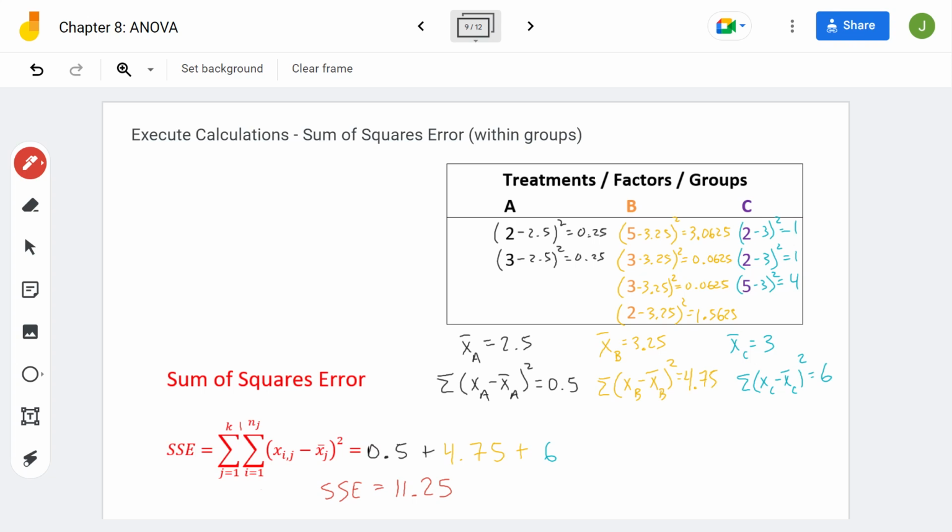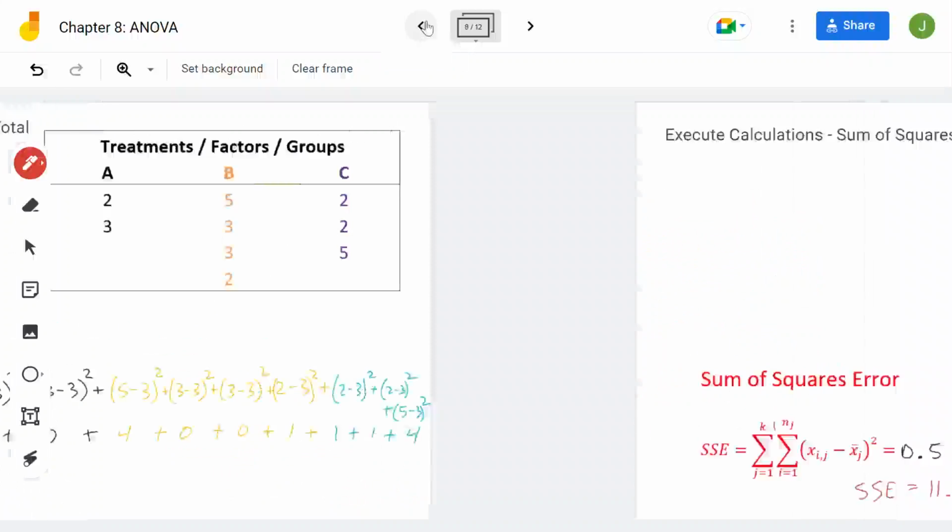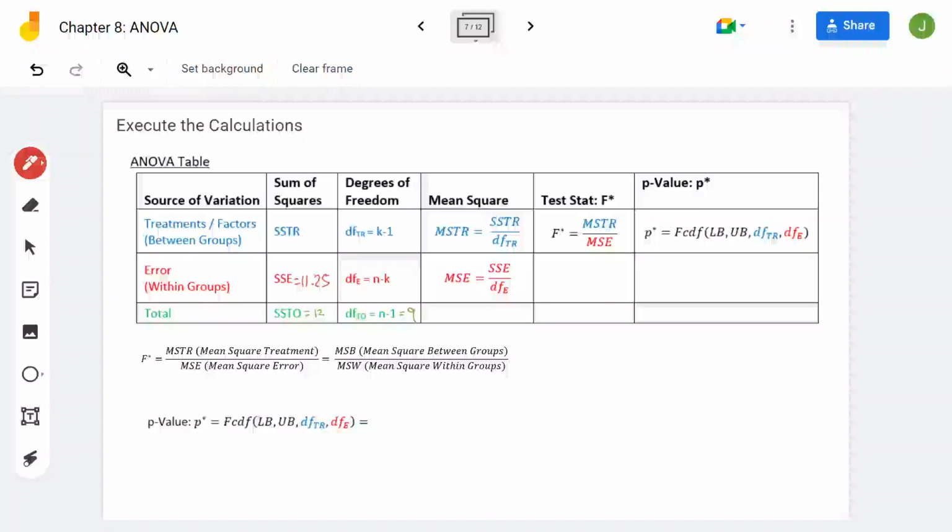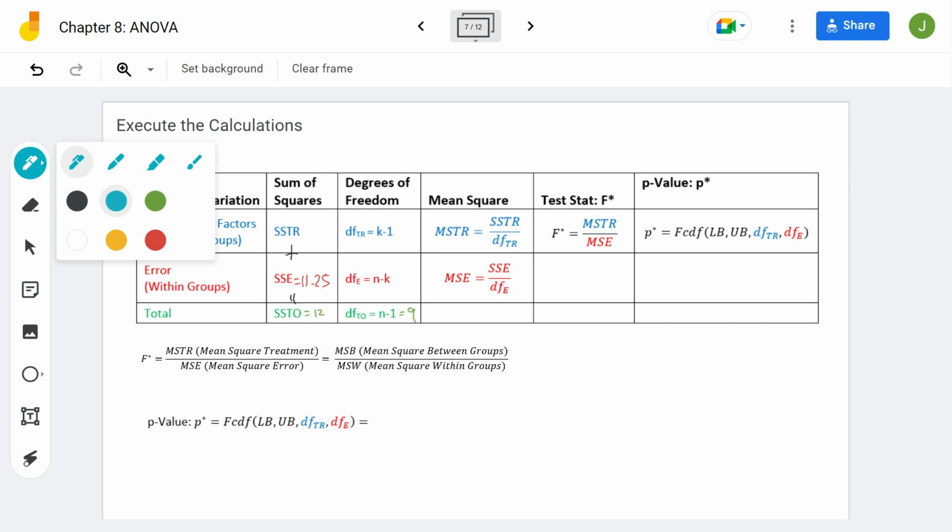Now I'm going to hold off on talking about the degrees of freedom error, and I'll do that at the very end, but the sum of squares error is 11.25. And here's a nice relationship between these, and I'll show this afterwards. But the sum of squares treatment plus the sum of squares error equal the sum of squares total. So we don't know what the sum of squares treatment is. So if you think about it, 12 minus 11.25 is 0.75. So the sum of squares treatment has to be 0.75. 0.75 plus 11.25 gives us 12. So that's one of the relationships in the table right there that we should be aware of.